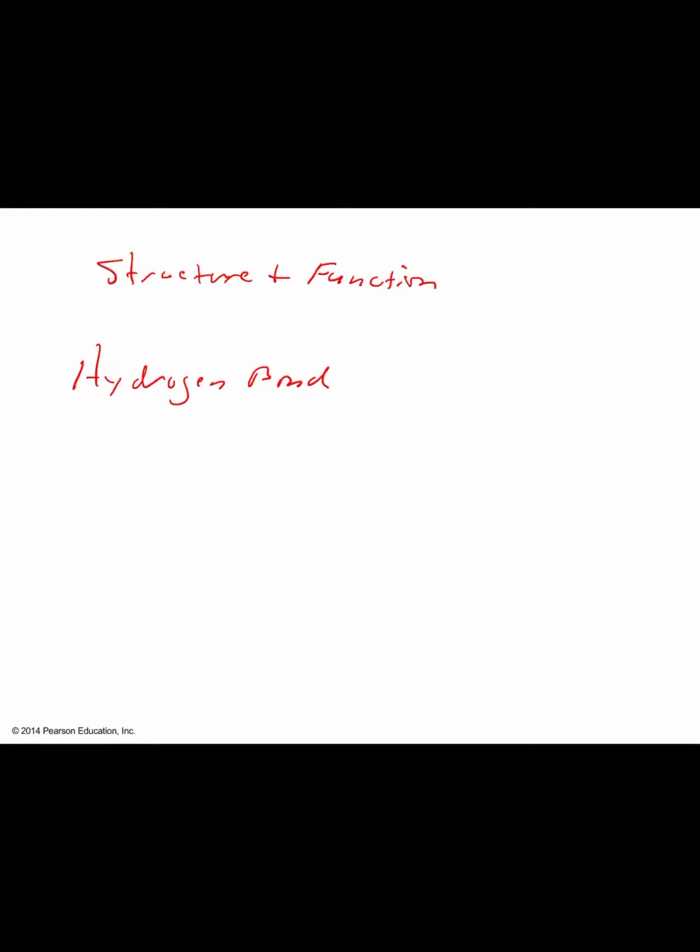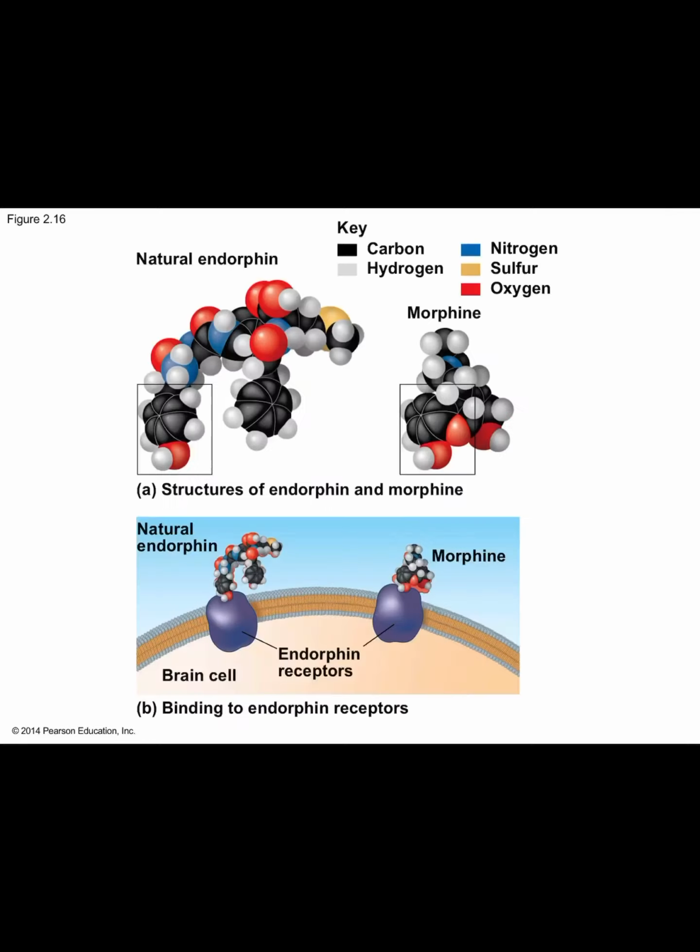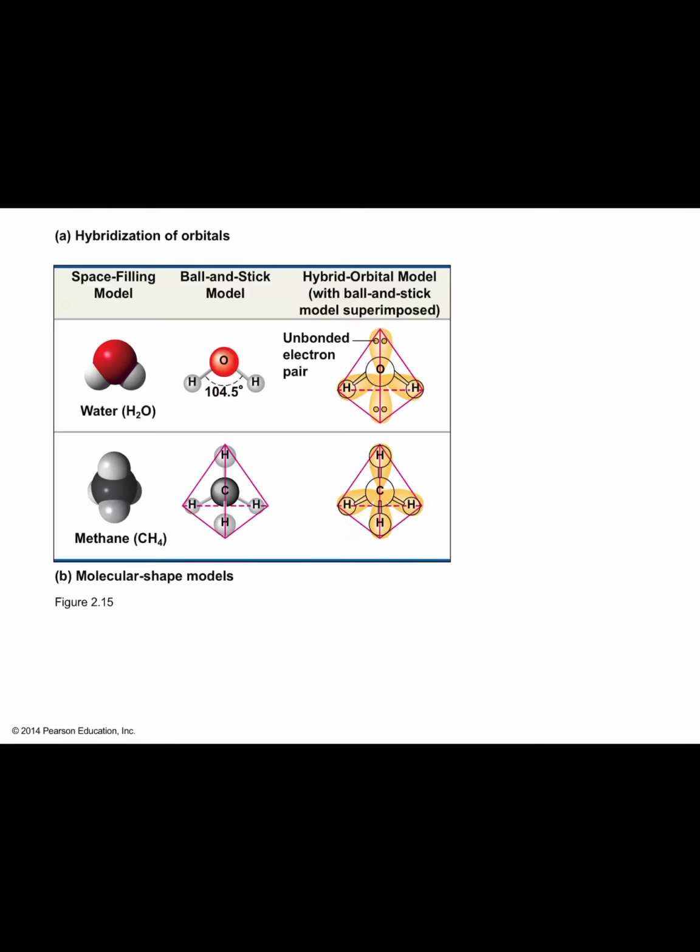A hydrogen bond forms when a hydrogen atom that is covalently bonded to one electronegative atom is also attracted to another electronegative atom. In living cells, the electronegative partners are usually oxygen and nitrogen, as I talked about before. So let's go look at this figure here.